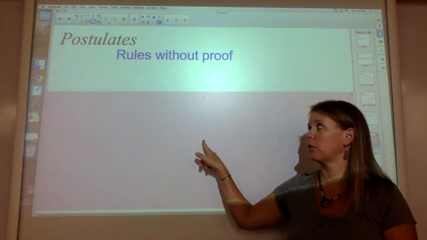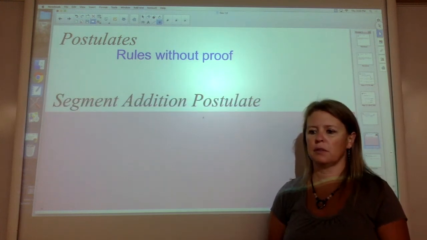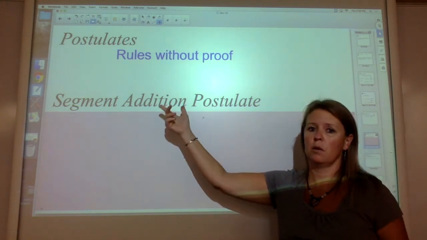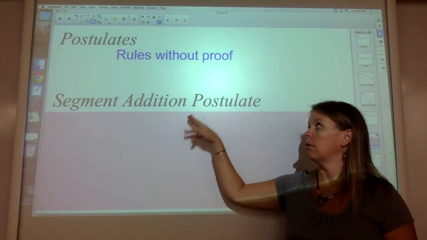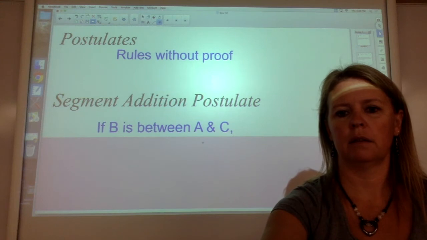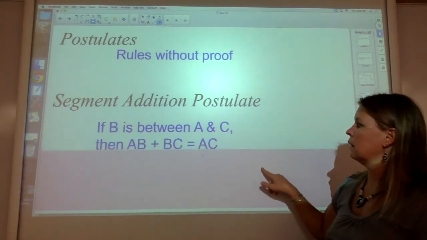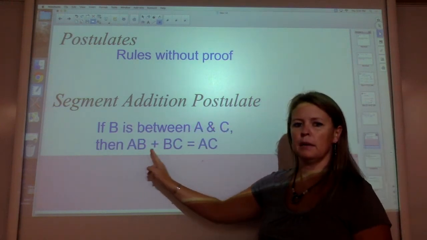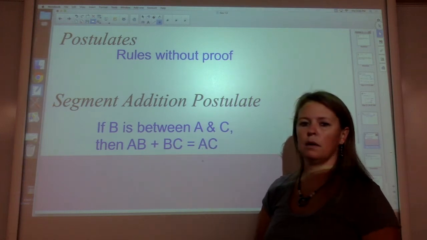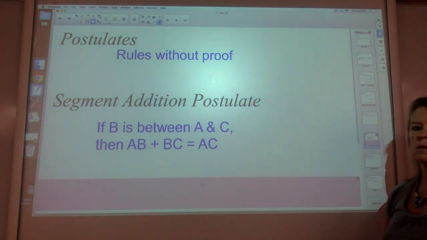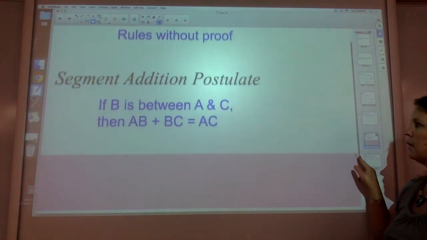And for a good example, our first postulate is the segment addition postulate, which basically says I'm going to take 2 segments or more, I'm going to add them together, and I know how big it's going to be. If B is between A and C, and we know again that that's point B, point A, point C, then the measure of AB plus the measure of BC is going to equal the whole measure of AC. That's what the segment addition postulate says. Pause it and write that down, and then we'll get a little bit more in depth.